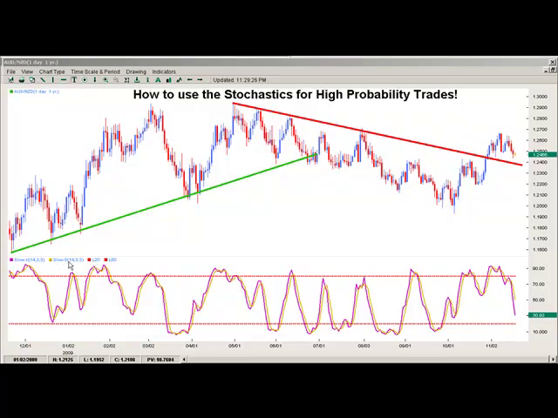And I've got the slow stochastics 14, 3, 3 settings, which are the ones I happen to use. You can use other settings. These are ones I like. Slow stochastics 14, 3, 3. And so when this comes down and crosses and turns upward, I can buy here near the trend line.